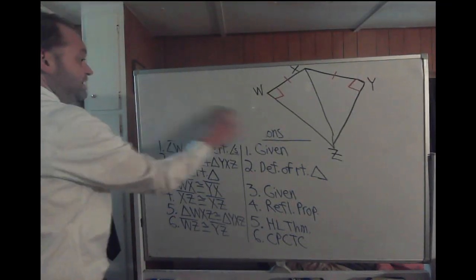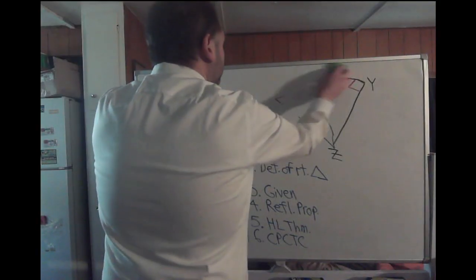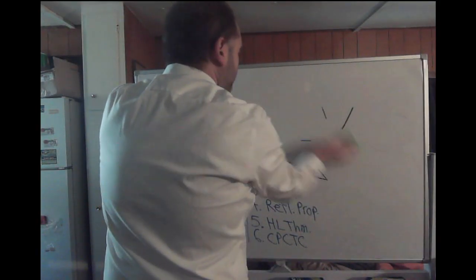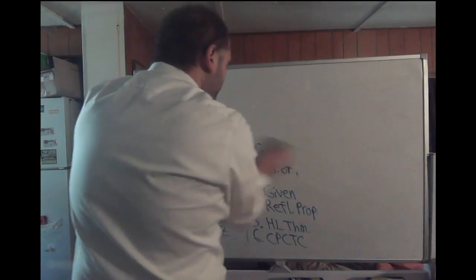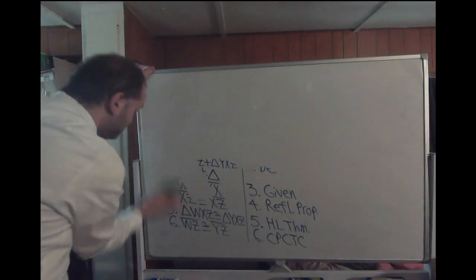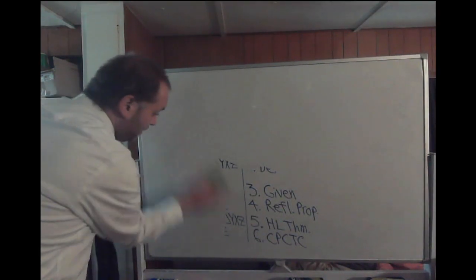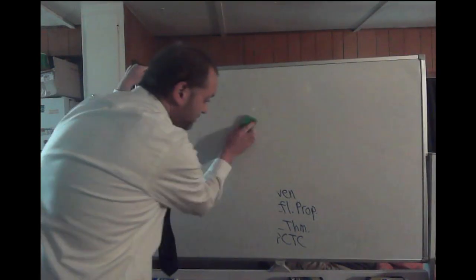It was 6 steps, but if you know where to go from each step, it's really not that bad. I got 2 more proofs, then we're done with the lesson for the day. Okay, what's next here?